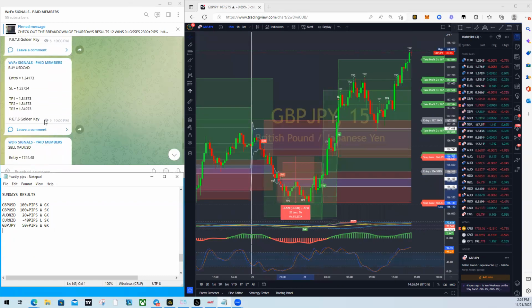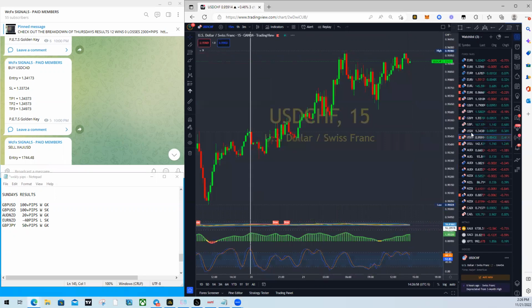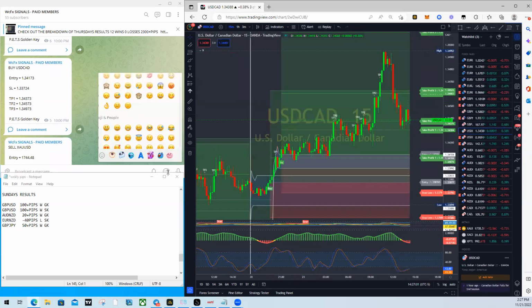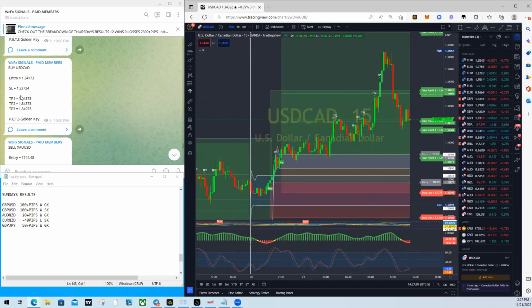Let's keep it going. Still 10 o'clock now. USD CAD had to be a buy. It was, and it was from the golden key. So let's measure this out. The buy gave us roughly 100 pips. We'll say 90 plus pips on USD CAD. That was a win for the golden key.